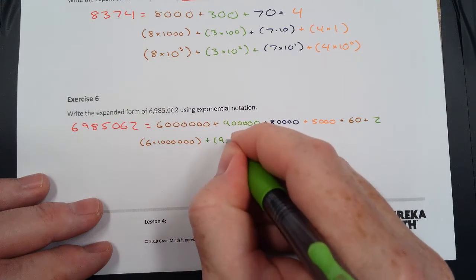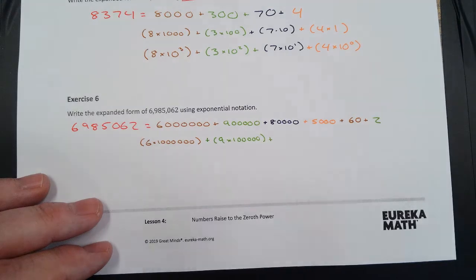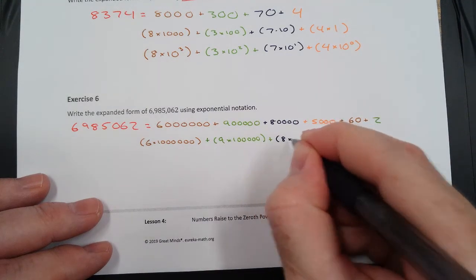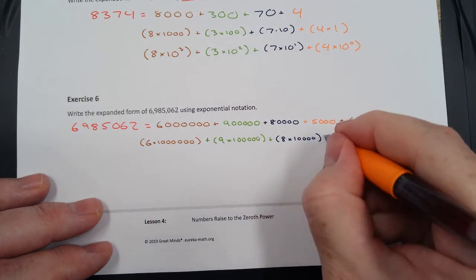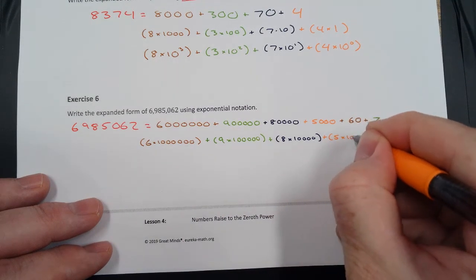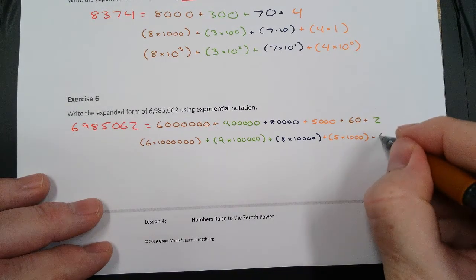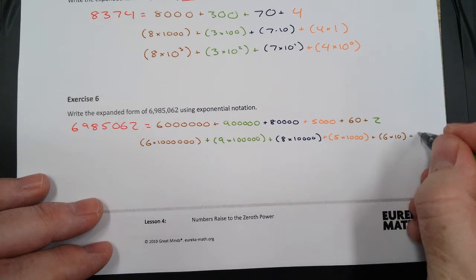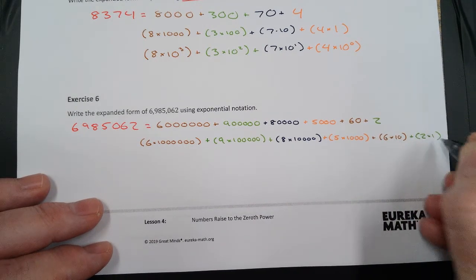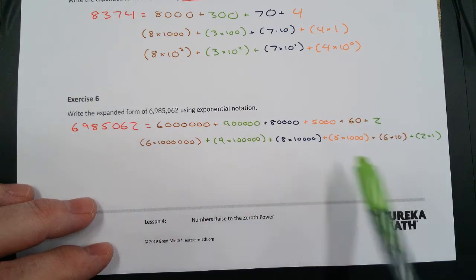900,000 is 9 times 100,000. 80,000 is 8 times 10,000. 5,000 is 5 times 1,000. 60 is 6 times 10. And 2 is 2 times 1. Now I'm going to take those place values and turn them in.